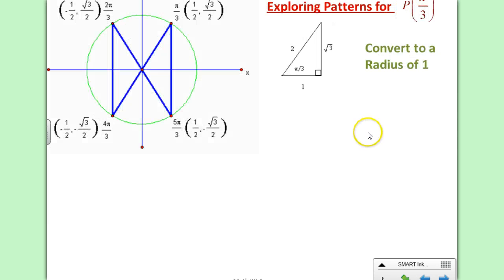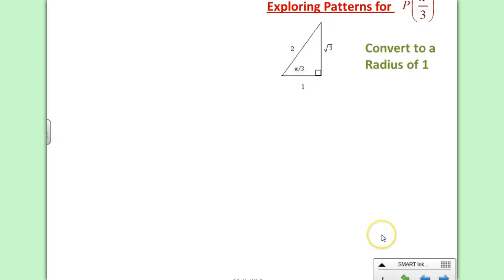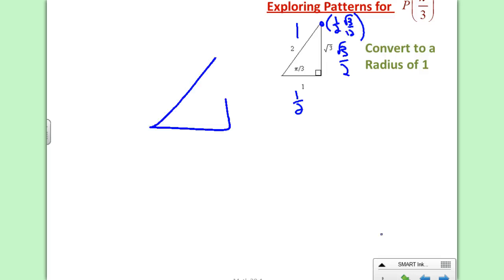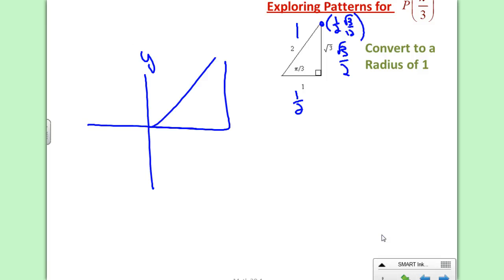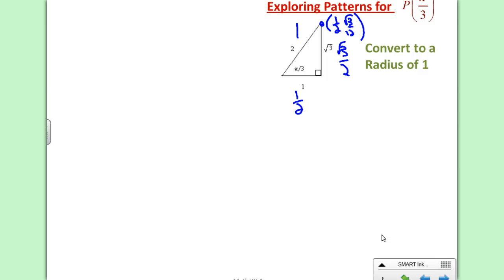Once again, convert it to a radius of 1. And if you convert to a radius of 1, this would be 1, this would be a half, this would be root 3 over 2, which then makes this point, the point 1/2 and root 3 over 2 tall. So if you take this triangle and you superimpose it on your x and y axis, like we're going to do, what are the points at the end of all those related angles? Okay, well, I can erase this now and just allow you to do that, okay?